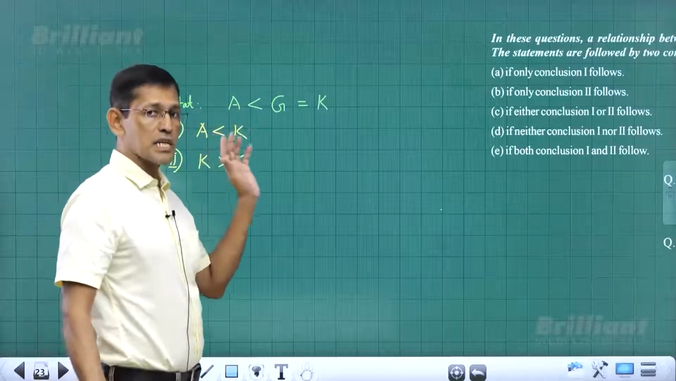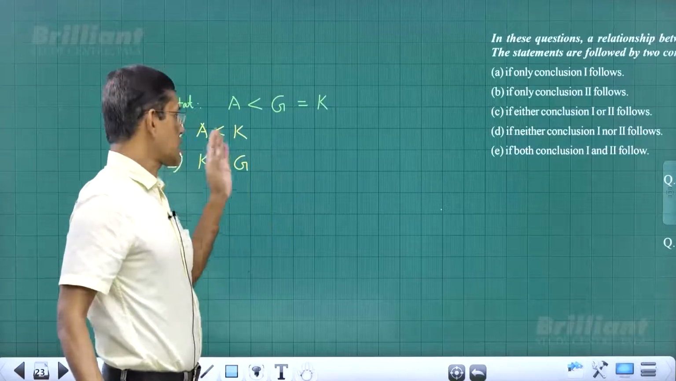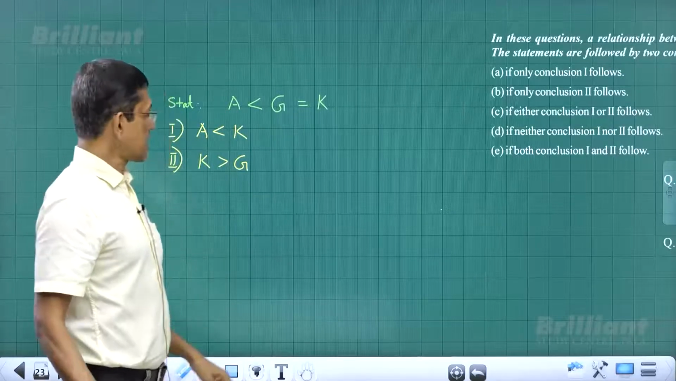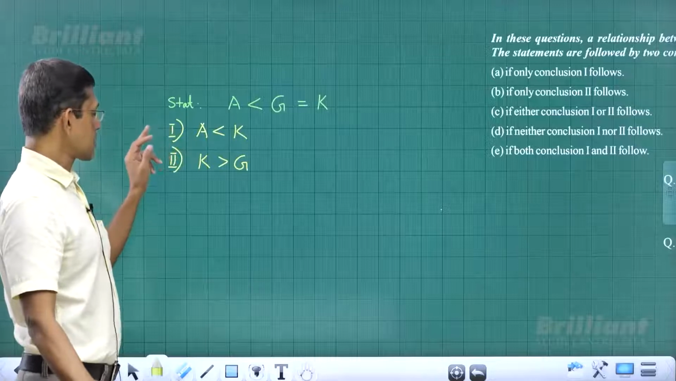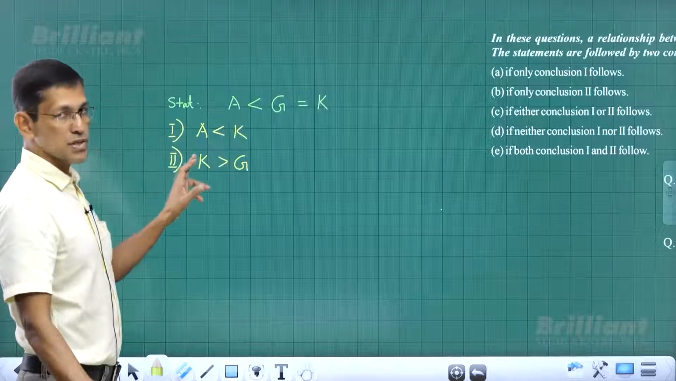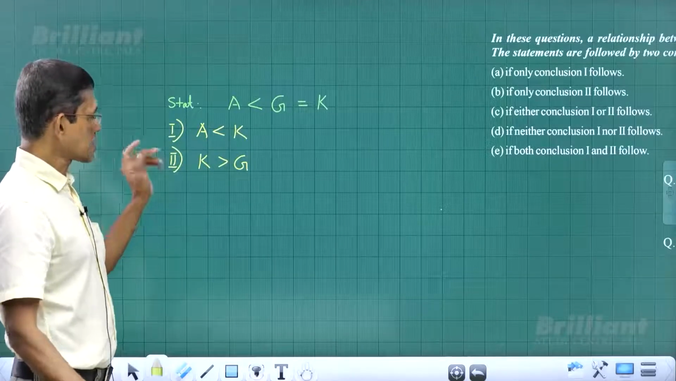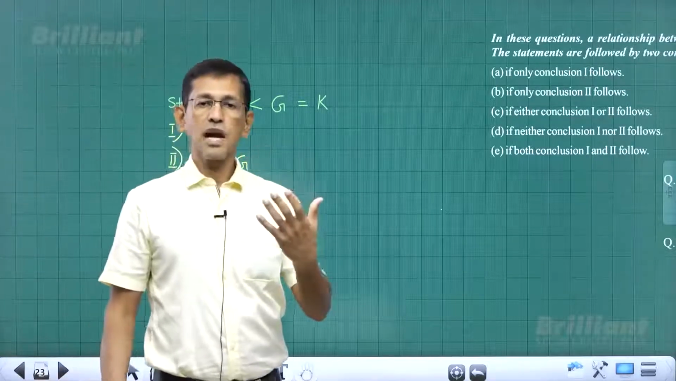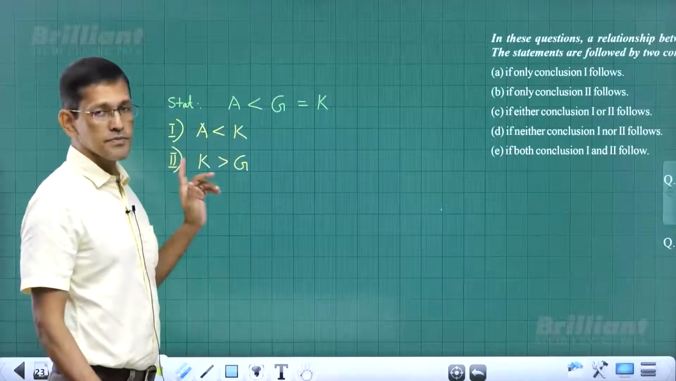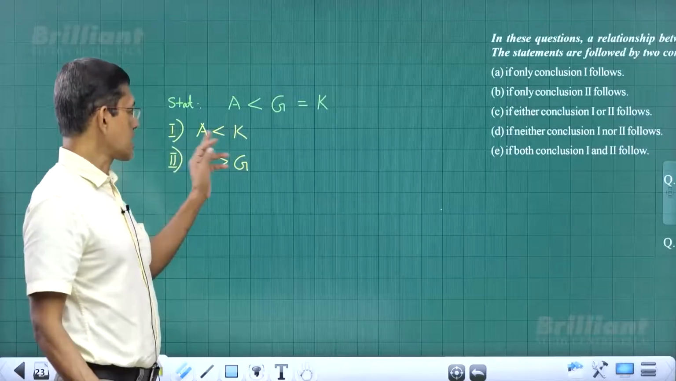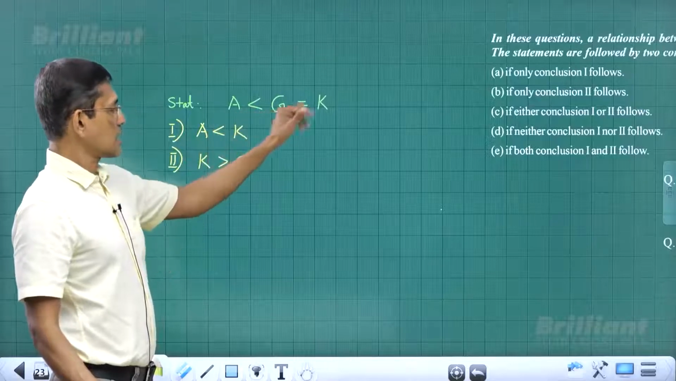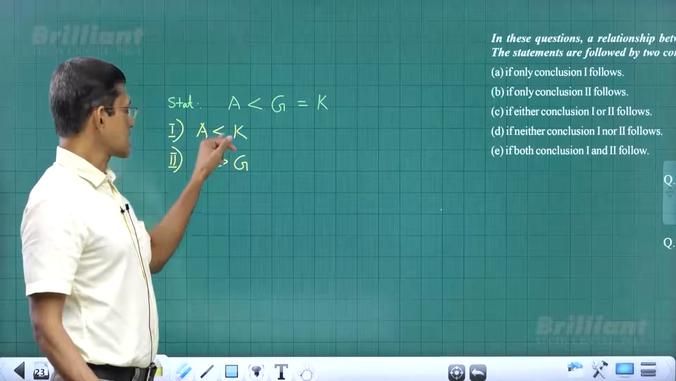A statement is given. This is pretty much an inequality type of question. The statement is A less than G, that's equal to K. From that statement we have two conclusions, conclusion 1 and conclusion 2. We need to check whether these conclusions follow the statement or not. Conclusions follow the statement means the conclusion must be valid for all possible values of the given items. So for any value of A and K, if A is always less than K, then we can say A less than K follows.